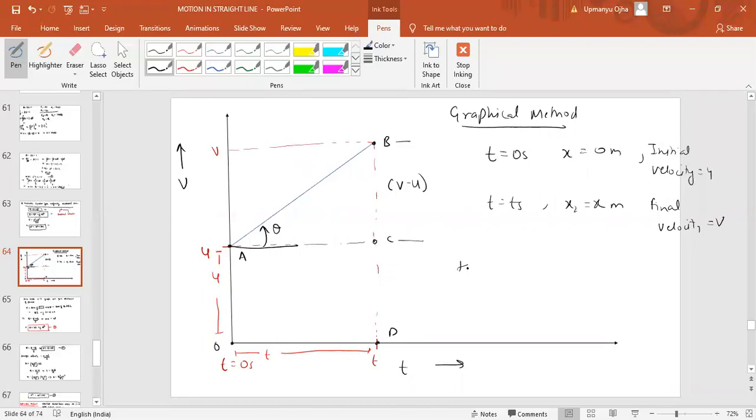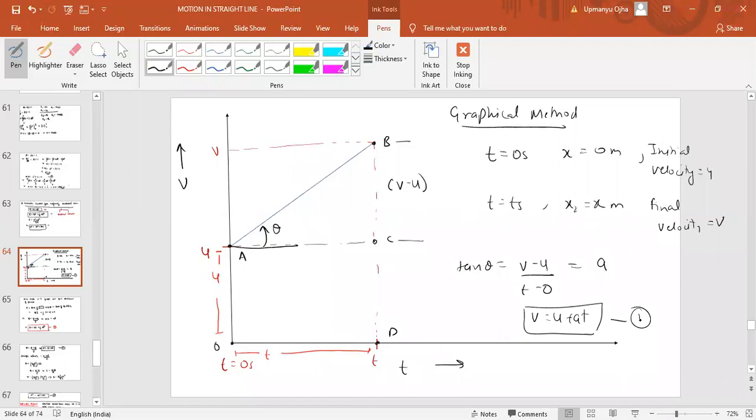So tan theta will be equal to how much? Tan theta will be equal to (v minus u) by (t minus 0). So tan theta is the slope of this line, and the slope of the velocity time graph gives acceleration. So acceleration is a, and we get v equal to u plus at. That is equation number 1 from this graph: the slope of the velocity time graph is acceleration.